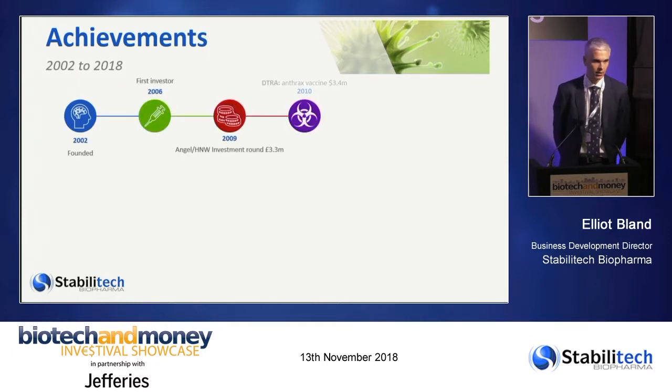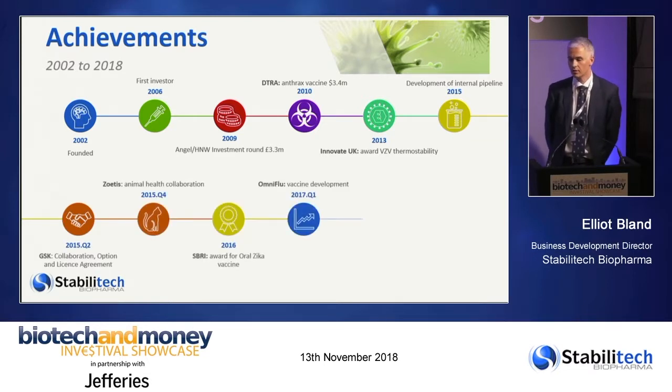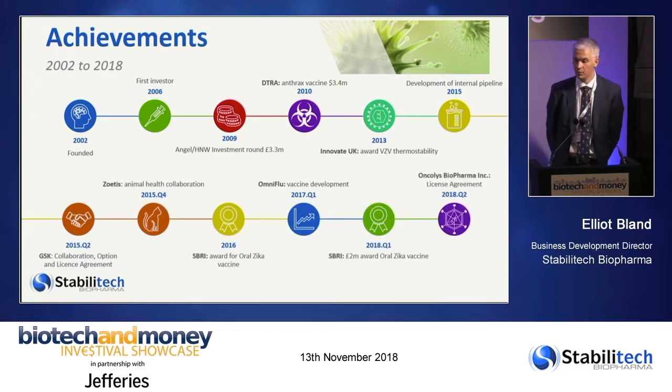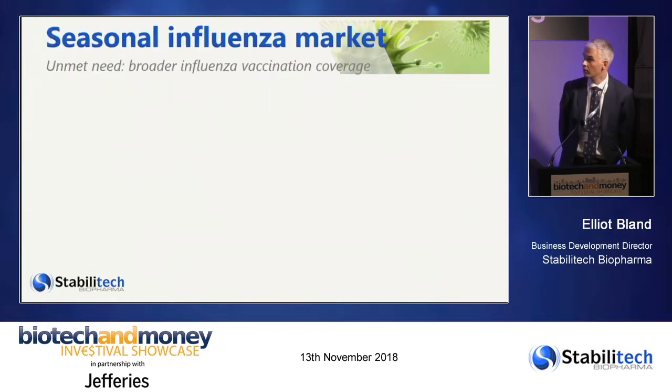A brief history of Stabilitech Biopharma. Started in 2002. Had initial investment, and following on from there, we gained funding from both sides of the Atlantic, started to develop our internal pipeline, have partnered and formed collaborations with big pharma, veterinary healthcare companies, and also started to push on our own internal pipeline further. And most recently, we've signed an agreement with an oncolytic virus company, Efficacious Biopharma, over in Japan, to thermally stabilise their virus.